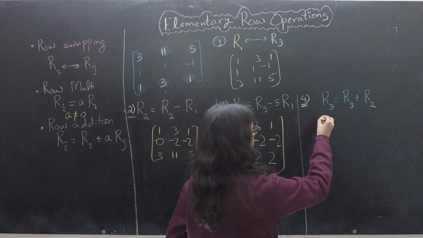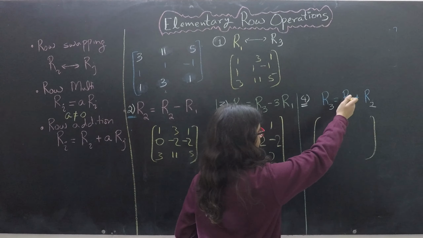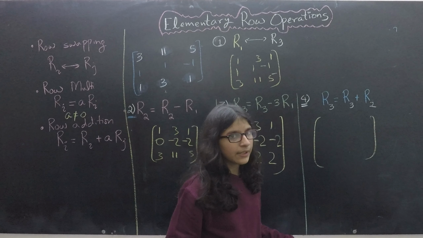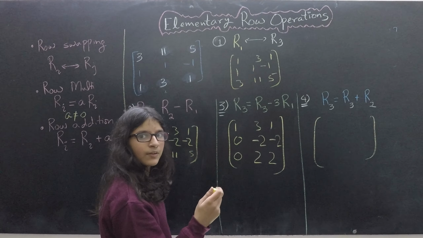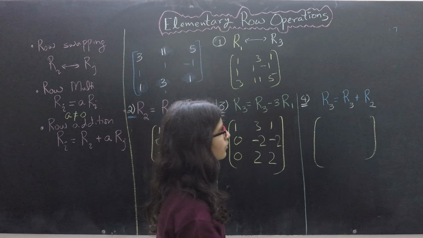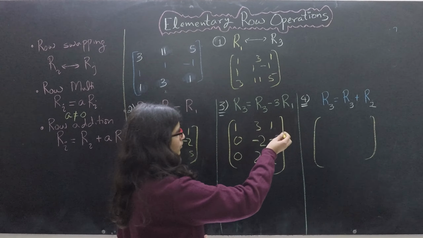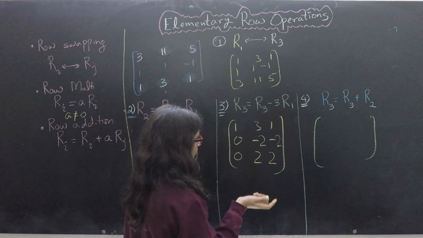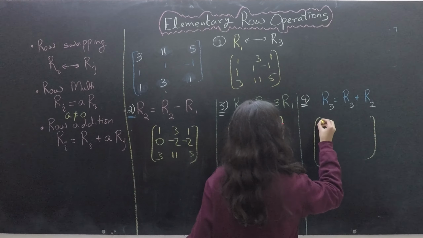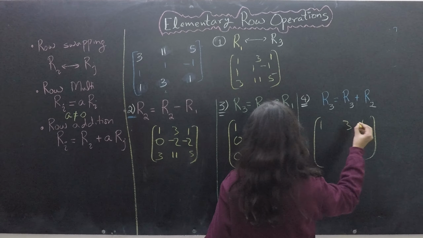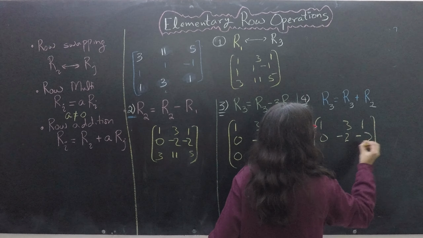Now let's do the next question, question number 4. In this question, it's very simple. We're going to add row 3 and row 2, and the answer will be row 3. So row 1 and row 2 will remain the same. We'll just write that: 1, 3, 1, 0, minus 2, and minus 2.